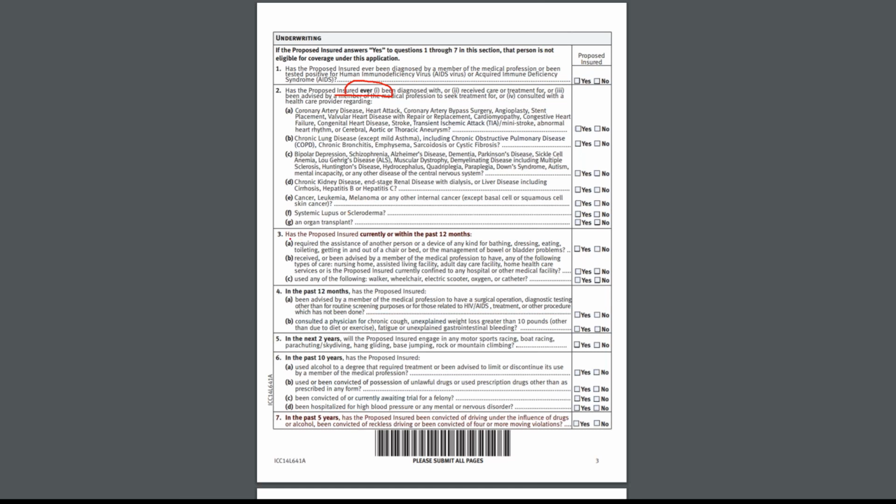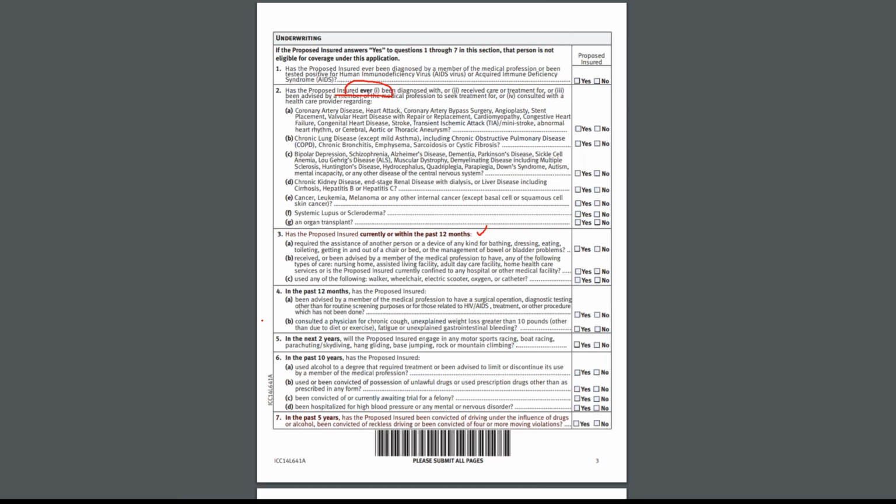The next set of questions asks whether the proposed insured currently, or within the past 12 months, has needed help with eating, bathing, dressing, that sort of thing, or received care by a member of the medical profession, like going to a nursing home. So you just have to read through these. If they're using a walker, wheelchair, electric scooter, oxygen, or a catheter, they're not going to be eligible. In the past 12 months, have they been advised by a member of the medical profession to have a surgery, operation, or diagnostic testing other than routine screening?